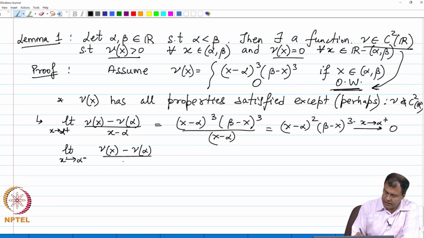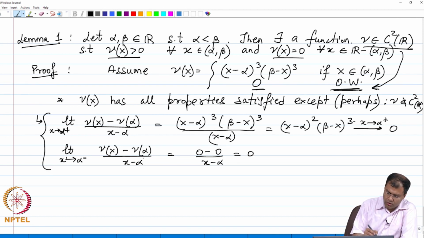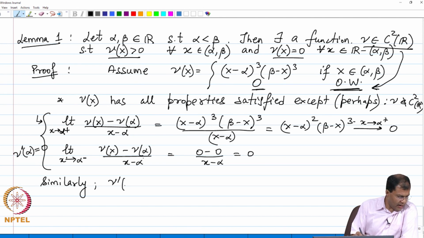And similarly, when we take the other limit, the limit from the left of nu of x minus nu of alpha divided by x minus alpha, I know that nu of x from the left will be 0 via this definition of the function, right. So, I have that this is 0 minus 0 divided by x minus alpha, or this is equal to 0. So, from here we conclude that nu prime at alpha exists and this is equal to 0. So, similarly, we can conclude by evaluating similar limits that nu prime at beta is also equal to 0, right.